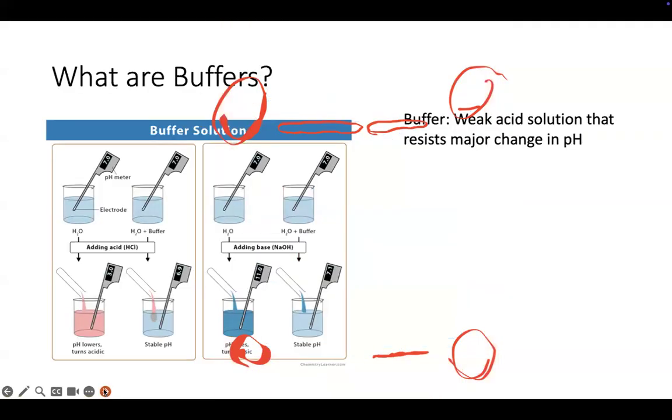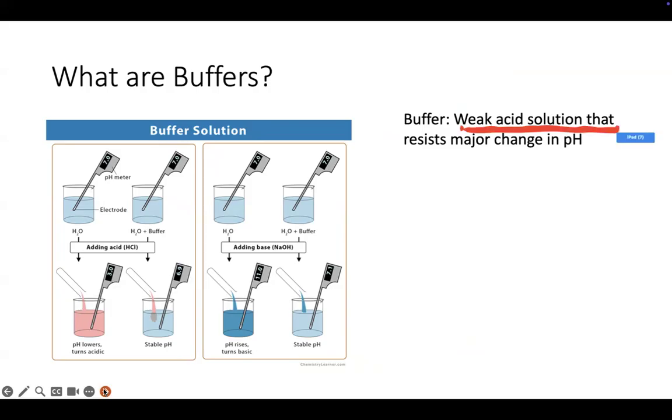All right. And so the last thing we want to talk about real quick are buffers. So buffers are weak acid solutions that resist major changes in pH. They're in the solution and they're there to basically help protect it. So here's an example of where we have water and just water. And when we add HCl, a strong acid to it, it goes from a pH of 7 to a pH of 3. It basically becomes acidic.